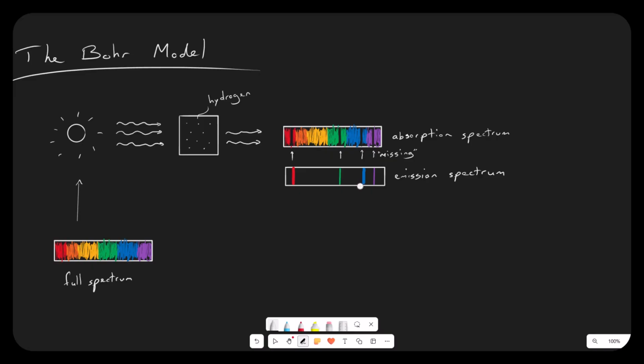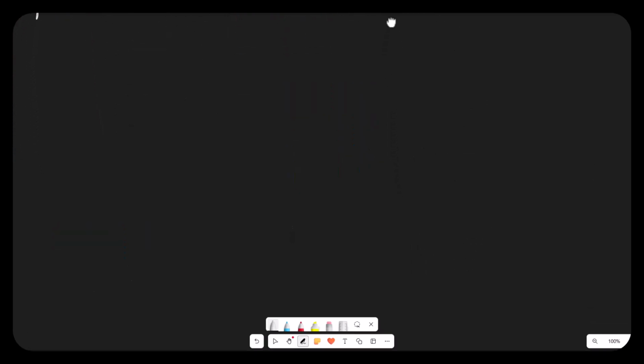And the Bohr model is an effort to explain where these are coming from. Somehow or other, these must be wavelengths of light that hydrogen is using. It can't use these wavelengths here in the middle, but if we give it this wavelength of light, then it can use that. That's the question that we are trying to answer with the Bohr model. The Bohr model says this.